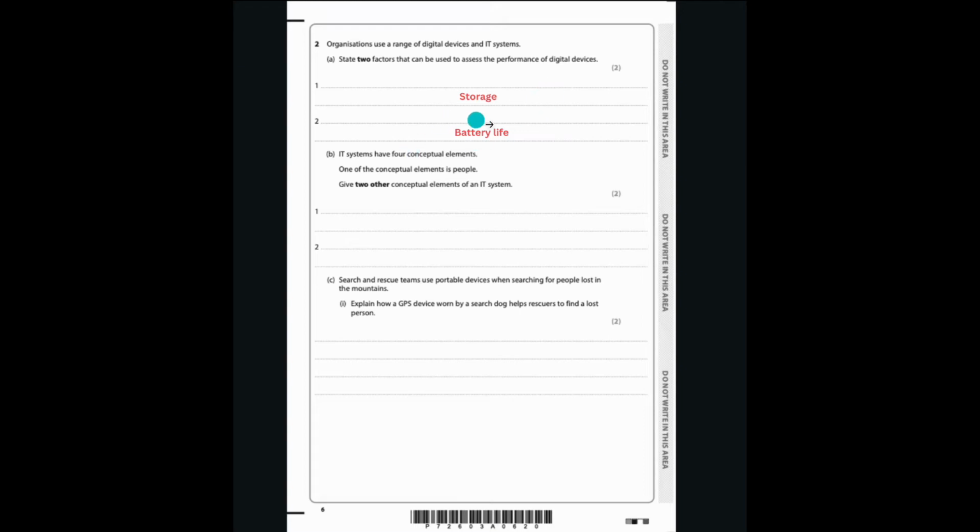The other one is battery life, right? Battery is also one of the factors that fall under performance, because if you have more battery life, you can use your laptop for a longer time.